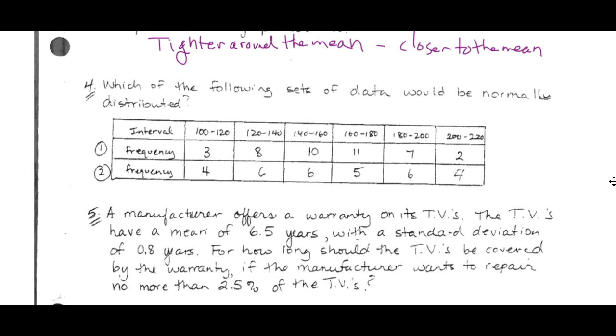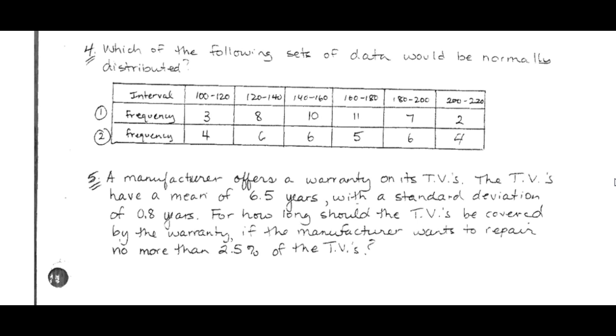Which of the following sets of data would be normally distributed? Okay, so here we've got observations, right? Interval from 100 to 120. Now remember, when we give you intervals, it includes the lower number and does not include the upper number, right? So if you're doing the tallying and you get 120, it goes in the next interval, not this one. One way to get around that is to list this like this: 100 to 119, 120 to 139, and so on, right?